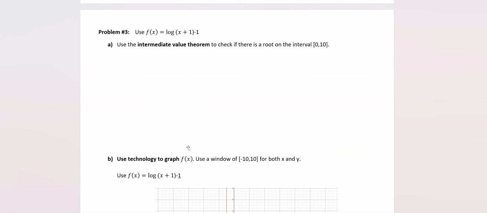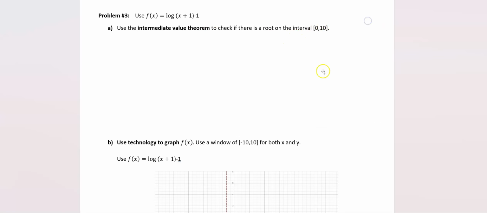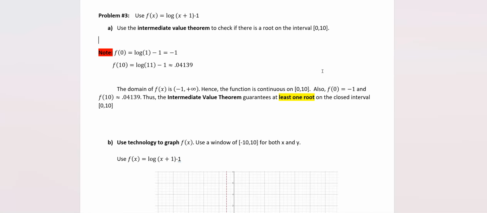So we're going to have to evaluate the function. Now, for instance, let's take a look at the first problem. And we're going to evaluate it at 0 and at 10. Here, I already did the evaluation previously, and this is what we have. When you evaluate 0 on the function, you're going to get -1.